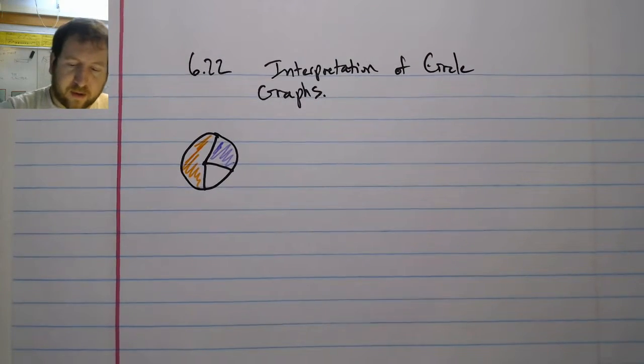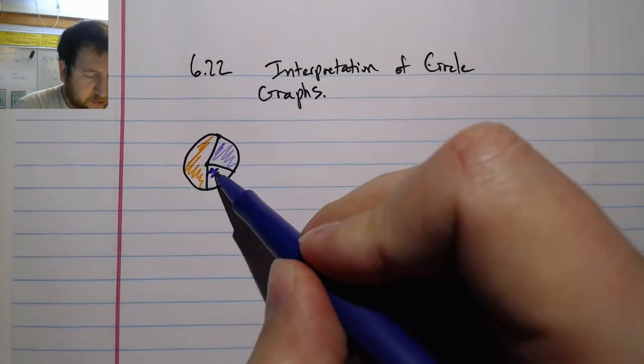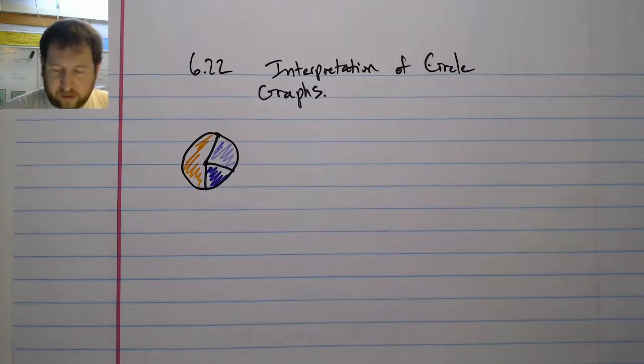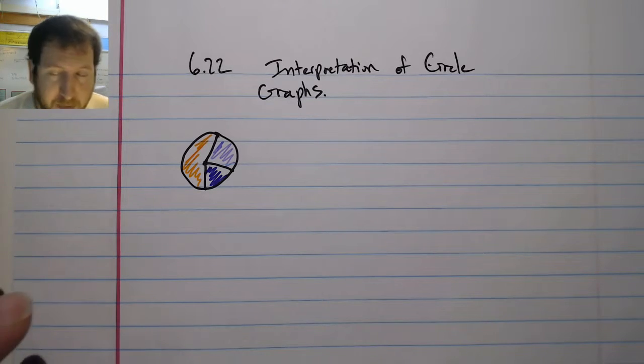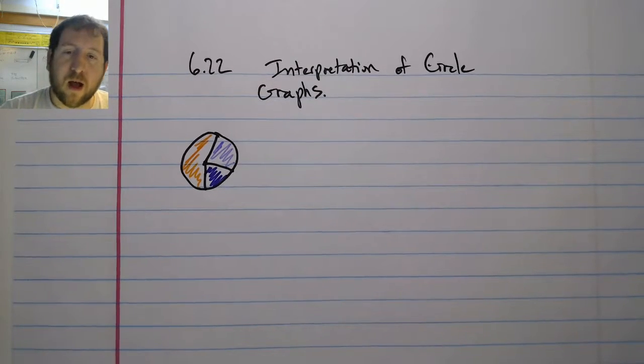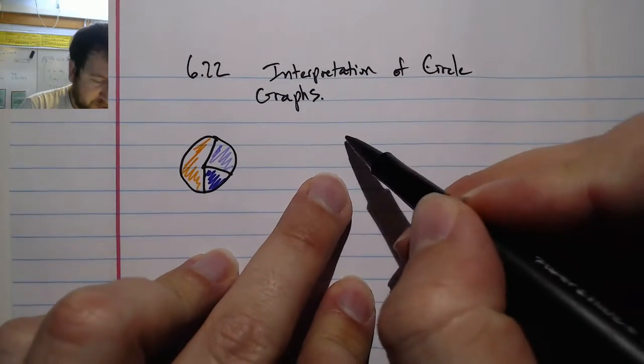It's a really good way to look at data because it shows us out of a whole these different feelings about something in particular. So the example that we're going to be using is some imaginary votes for a school mascot.